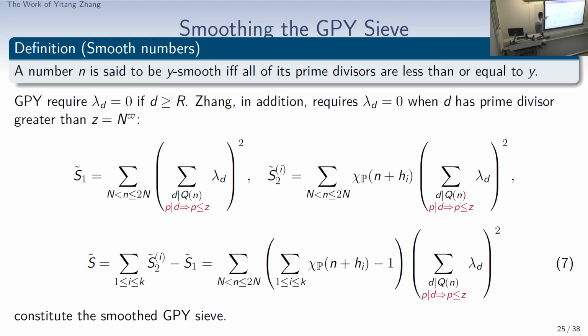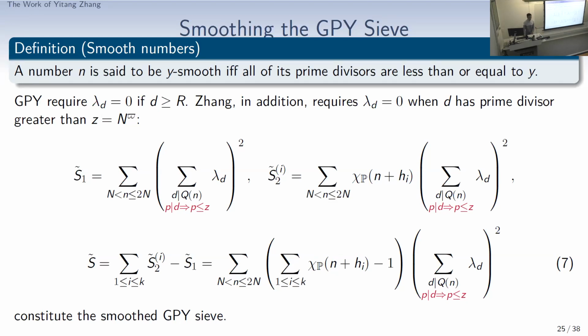As a result, Zhang's setup of the GPY sieve is quite similar to the original sieve. In the GPY sieve, these purple conditions are not included, but in Zhang's sieve, he adds these conditions to the sum over lambda. That's the whole thing presented together, and the only difference between this and the original sieve is these purple conditions.